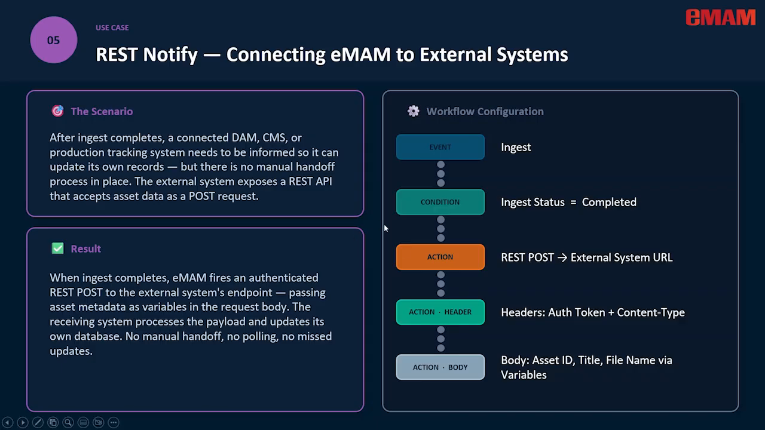The workflow is straightforward. Event is ingest, condition is ingest status equal to completed, and the action is REST post. So we need to get the endpoint to the other system, the authentication mechanism, etc. And what should be the body, how we should pass it to the other system. All those should be in place before configuring this in superadmin.